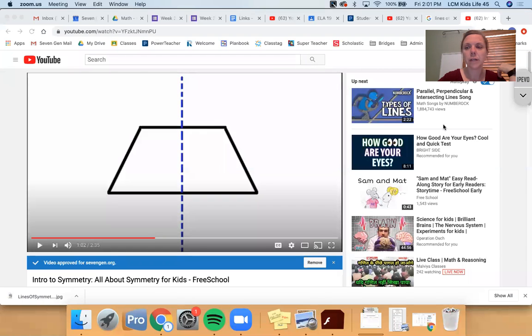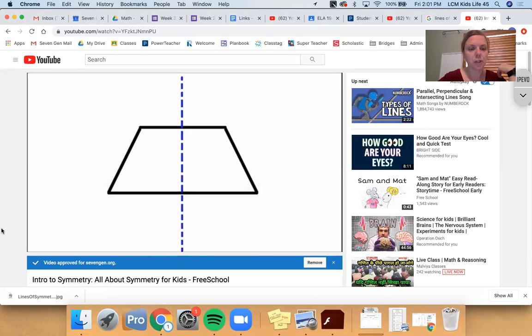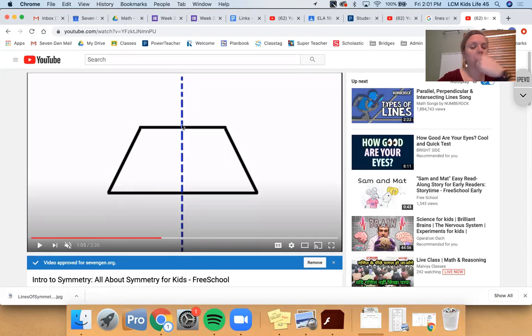So I'm going to share my screen with you because there's a quick video that I want you to see, but instead of listening to the audio on the video, you're going to just keep listening to my audio. So one thing that we want to look at when we're looking at shapes for lines of symmetry is, can we fold them over the center and can they come up to be the same on both sides?